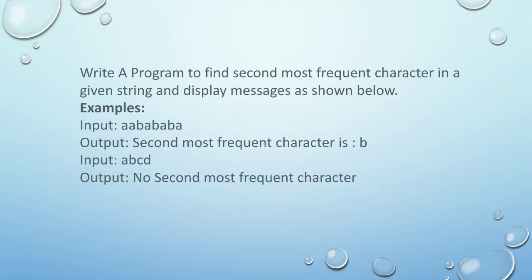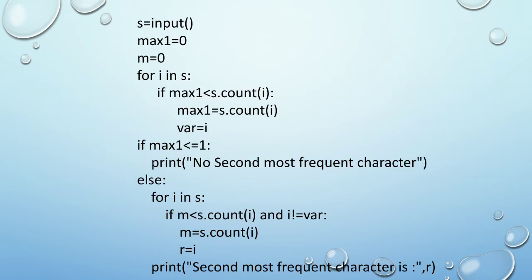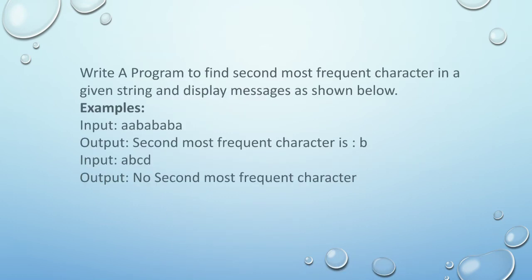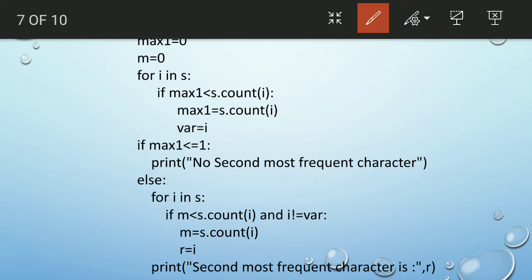Let's begin the program. First we take s equals input(). What is our input? Double a b a b a b a. Consider our S to be A B A B A B A.